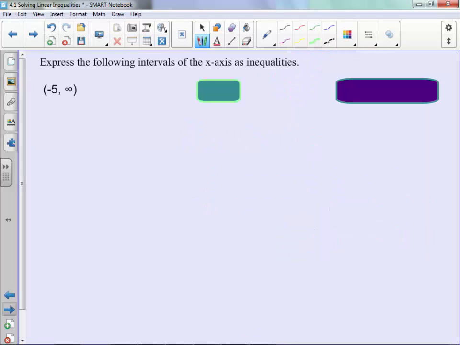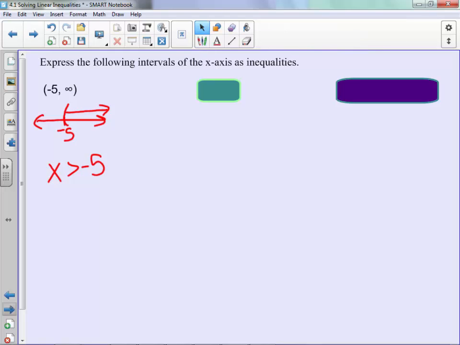Now we're just going to go from intervals to inequalities. So this is just kind of going backwards from what we've done. So if we have from -5 to infinity, that means if we were to graph this, we'd be going from -5 to the positive direction. This means we want the numbers that are greater than -5.